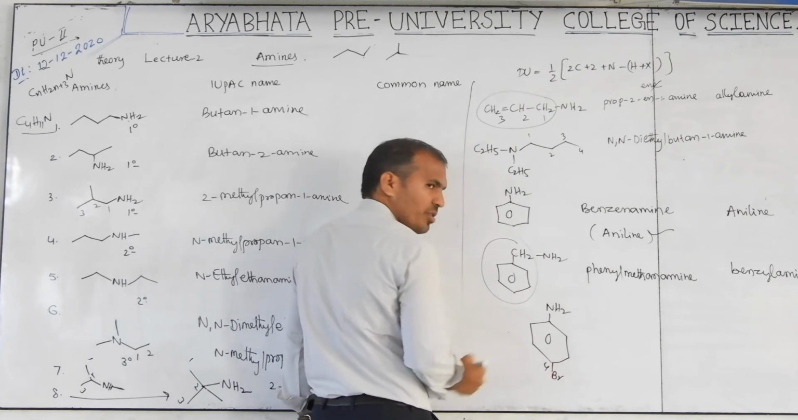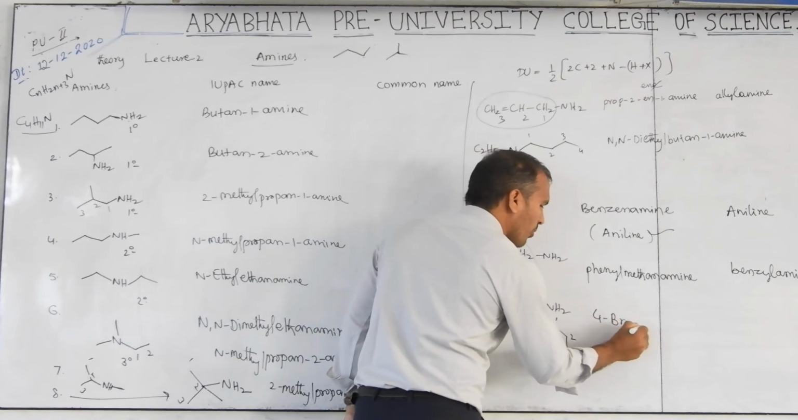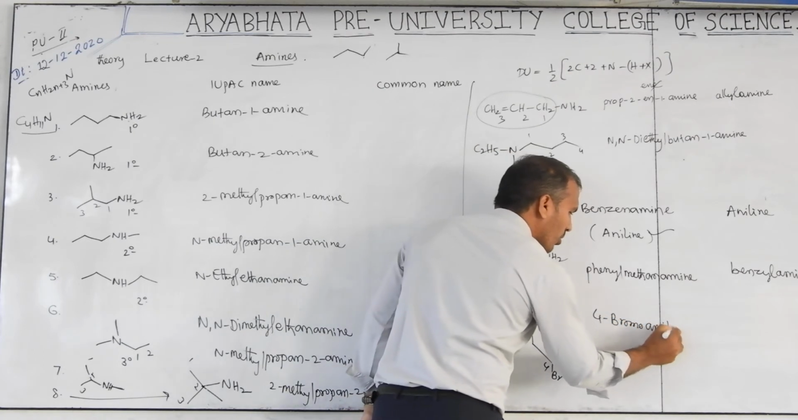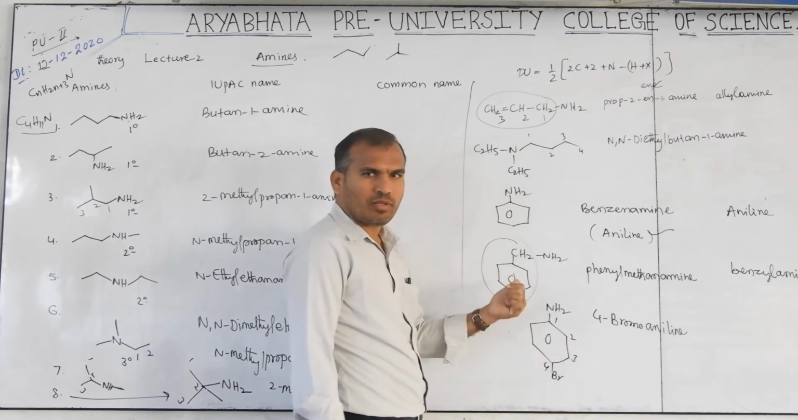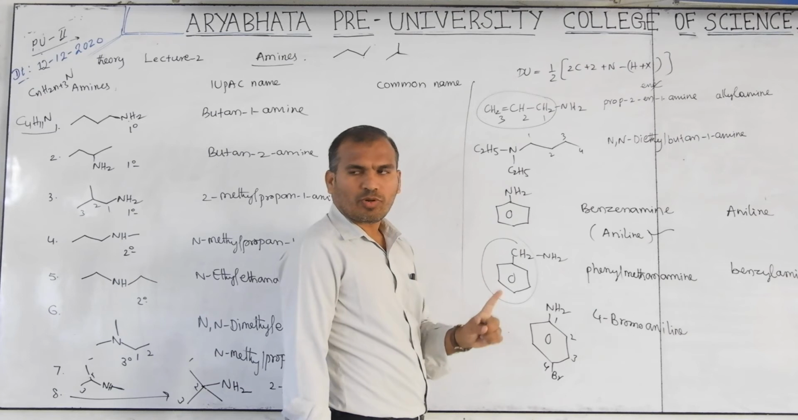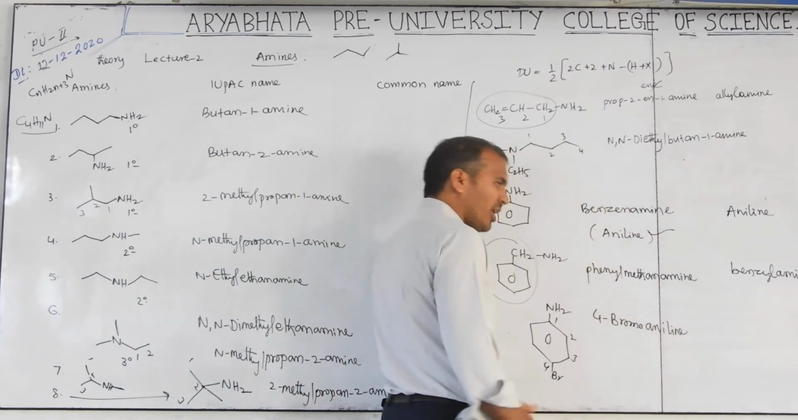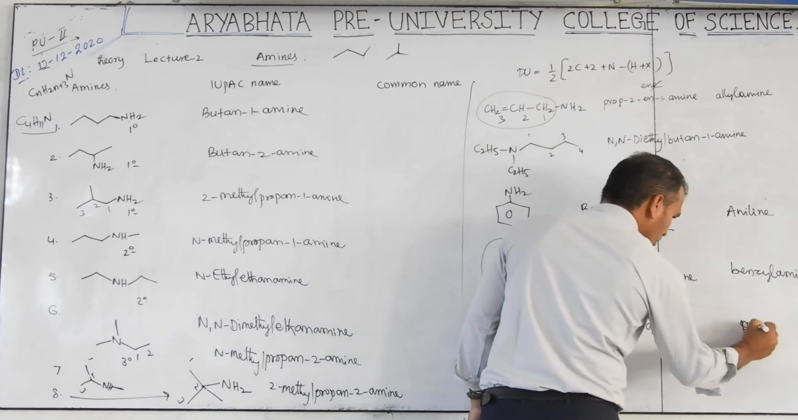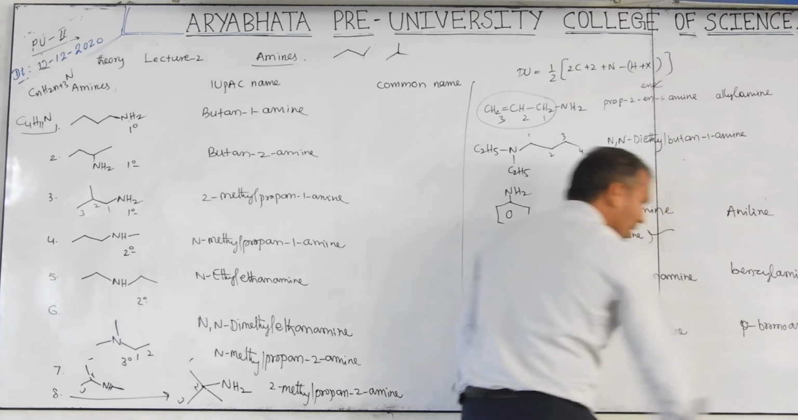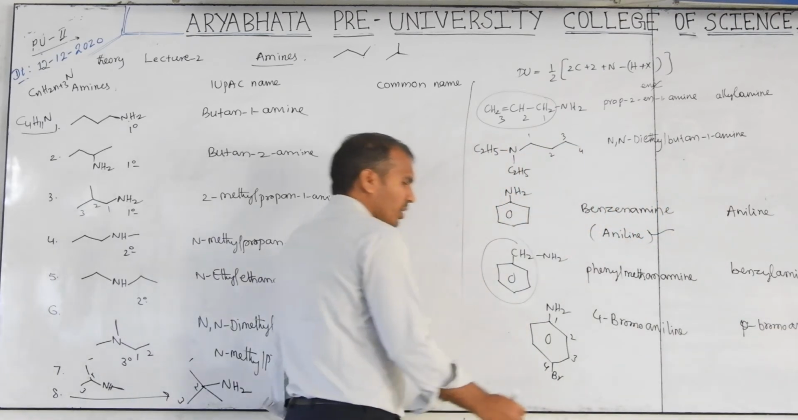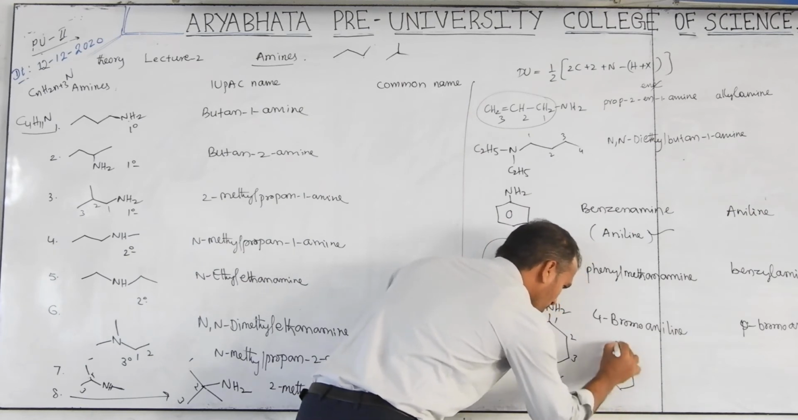Numbering here, this is the fourth position. 1, 2, 3, 4-bromo. Aniline also you can write. 4-bromoaniline. Because aniline is IUPAC accepted name. Yes or no? Otherwise 4-bromobenzenamine. Next, common name para-bromoaniline. Para-bromoaniline.